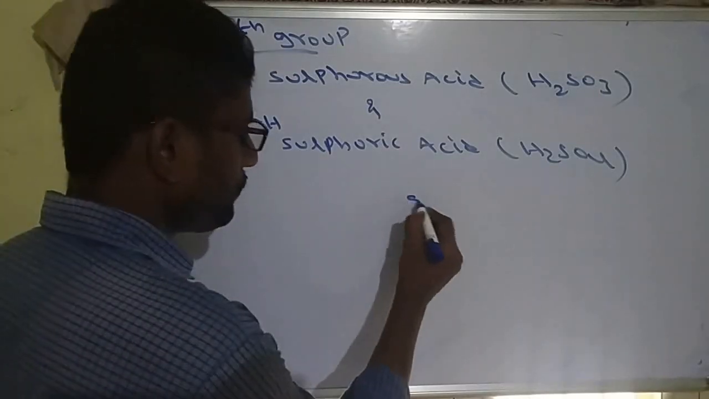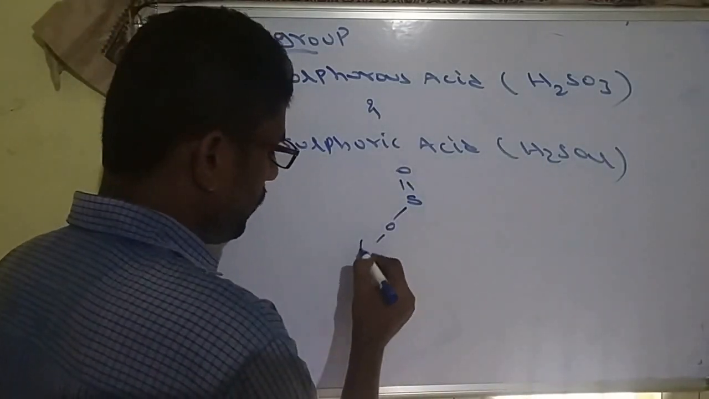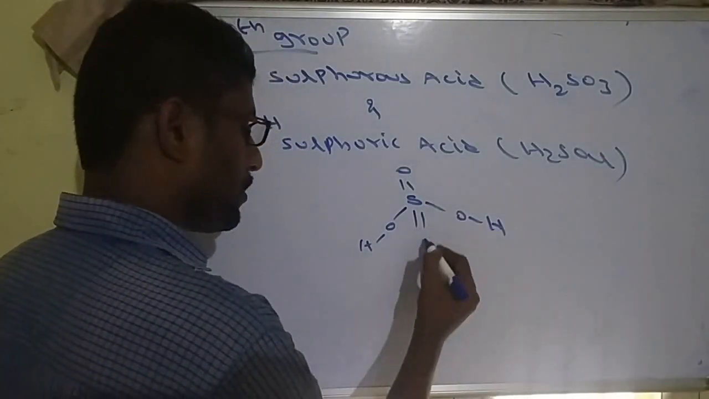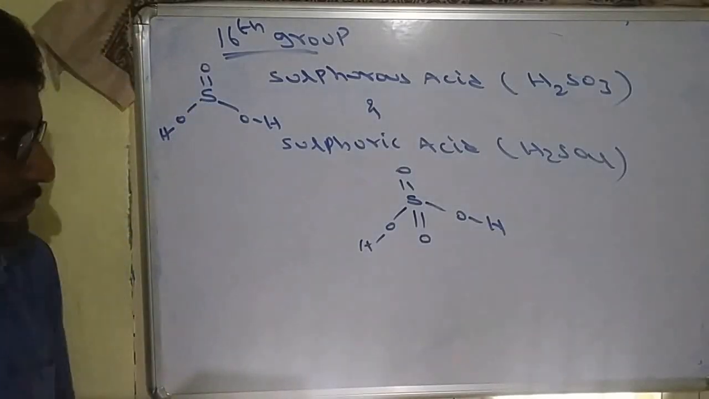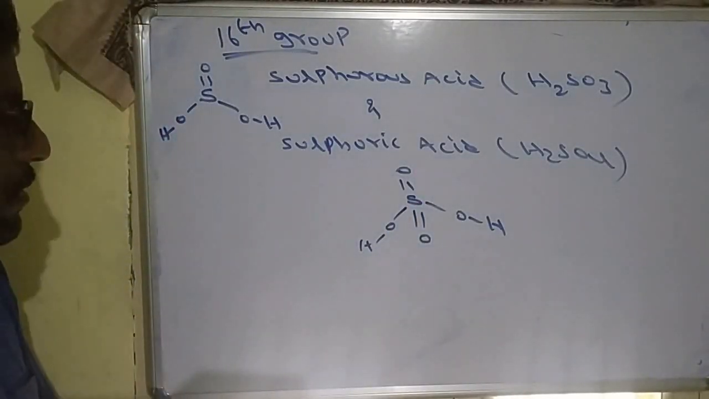Sulfuric acid: sulfur central, double bond oxygen. Only two OH groups are possible. There is an extra oxygen, so the extra oxygen must be in double bond form. That is sulfuric acid. Like that, we can write any sulfuric acid structure.